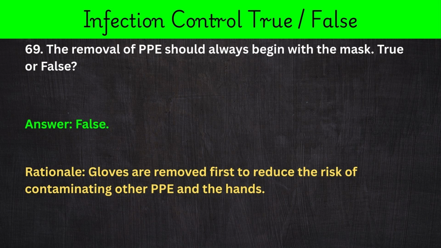69. The removal of PPE should always begin with the mask. True or false? Answer: false. Rationale: gloves are removed first to reduce the risk of contaminating other PPE and the hands.